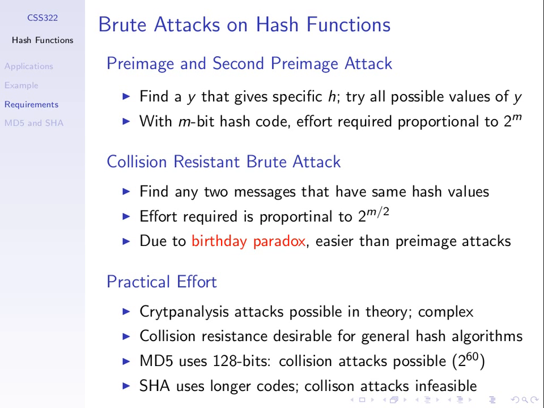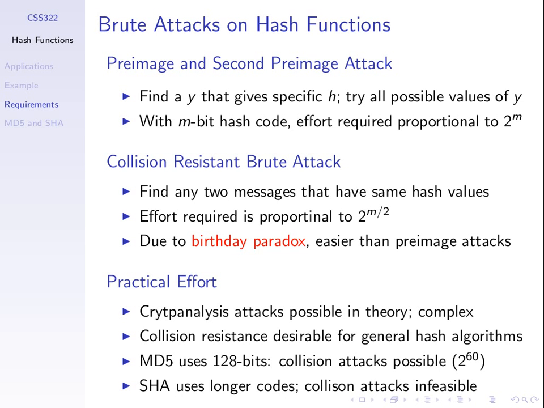But with the strong collision resistance property, it's easier. It's easier for the attacker to find any two messages with the same hash value. The amount of effort required is approximately equal to 2 to the power of m on 2, half the hash length. In our case, if our example hash length is 128 bits, the amount of effort is 2 to the power of 64. Much, much less.